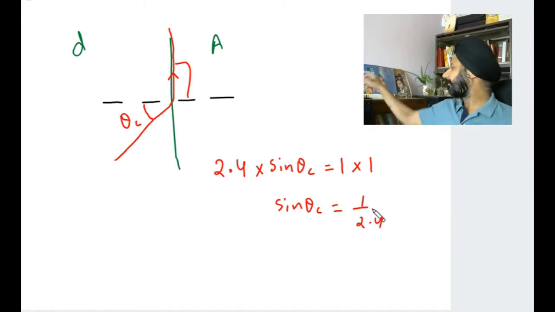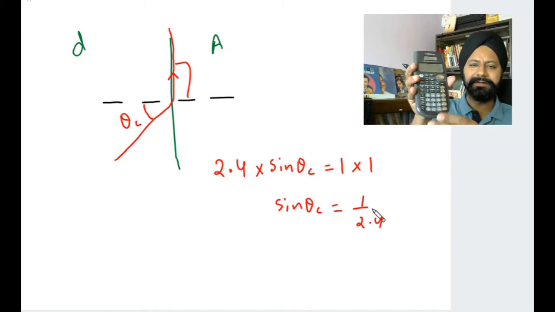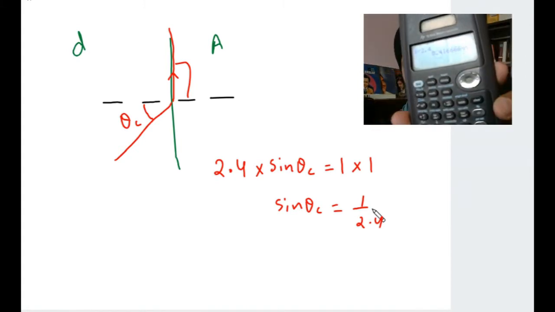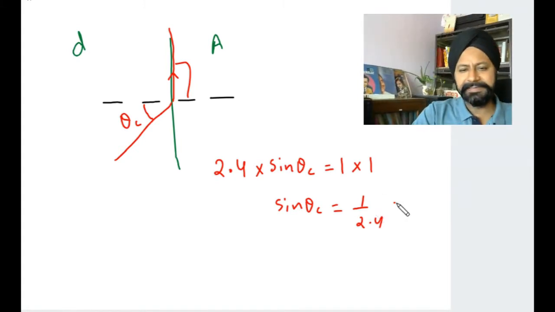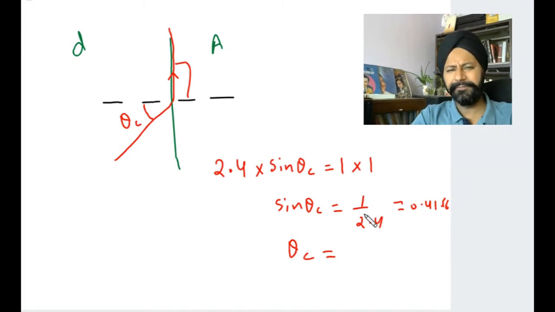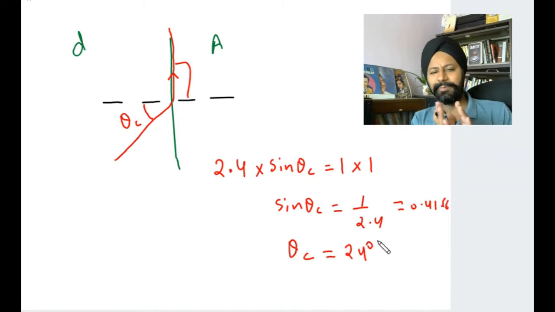Let me see if I have a calculator handy here, luckily. So let's do that. 1 divided by 2.4 gives me 0.4166. I don't know if you can see that. So that's 0.4166. Now, the critical angle is going to be the arc sine of that. So let me try to do that. Arc sine of 0.4166 gives me only 24 degrees, my friend. 24 degrees, that's all. So any light that is more than 24 degrees incident is going to come back.